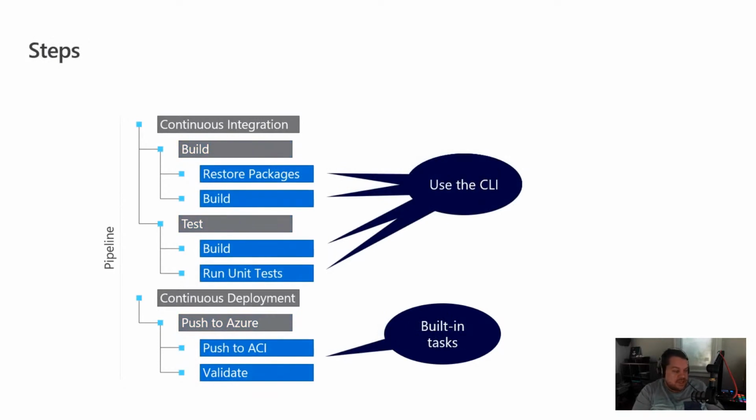And then within these jobs, we could take steps to do things. Within our build job, we can take a step to restore our packages from our package manager, and then maybe build our application. During our test job, we can take a step to build our application, then take a step to run the unit tests. Within the push to Azure job, we could take a step to push to our Azure container instances, and then maybe take a step to actually validate that it was pushed successfully to Azure.